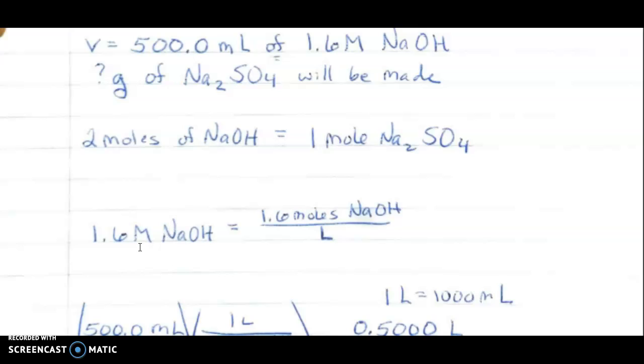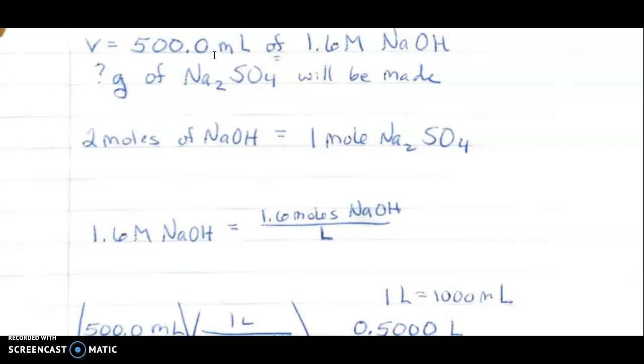So in a 1.6 molar solution of sodium hydroxide, I know that I have 1.6 moles of sodium hydroxide for every liter. That's what I'm starting out with. That is the concentration. I have 1.6 moles of sodium hydroxide for every liter of solution I have. However, in the problem, we are told we only have 500 milliliters.